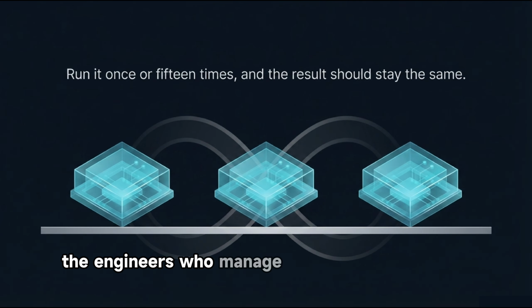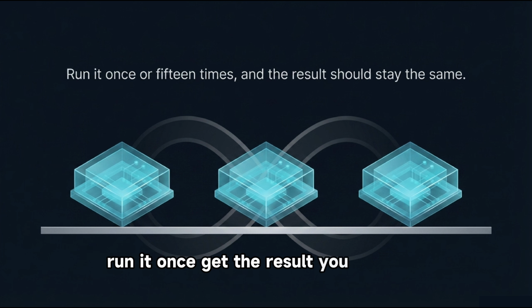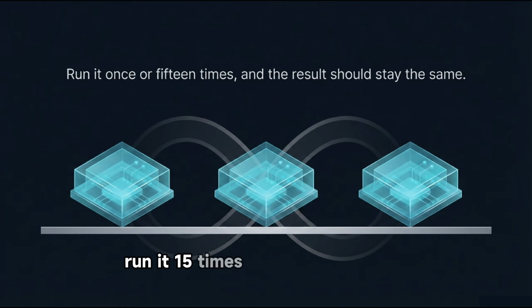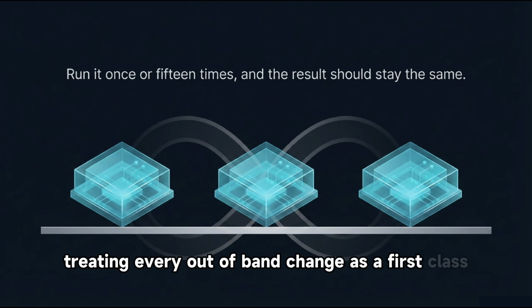The engineers who manage infrastructure at scale don't just use idempotent tools. They enforce the discipline that keeps idempotency intact. All changes through the tool, no exceptions. Run it once, get the result you intended. Run it 15 times, get the same result. That's the property. It sounds simple. Maintaining it requires treating every out-of-band change as a first-class threat to it.